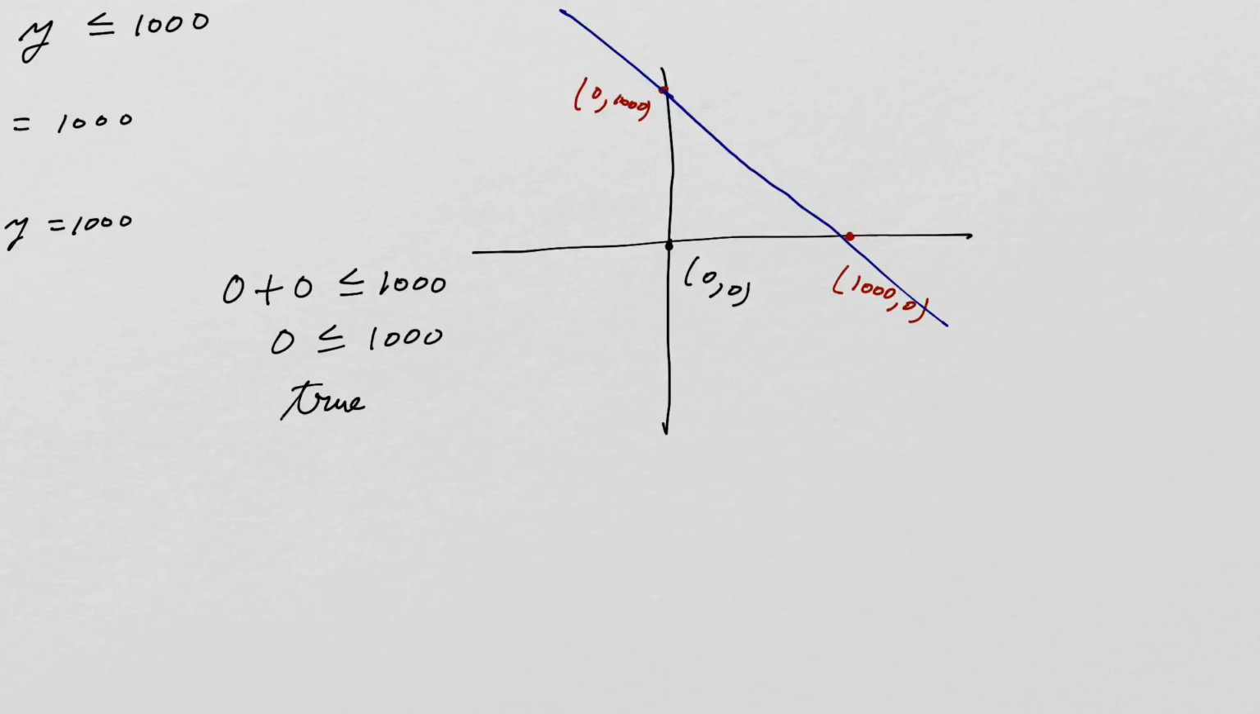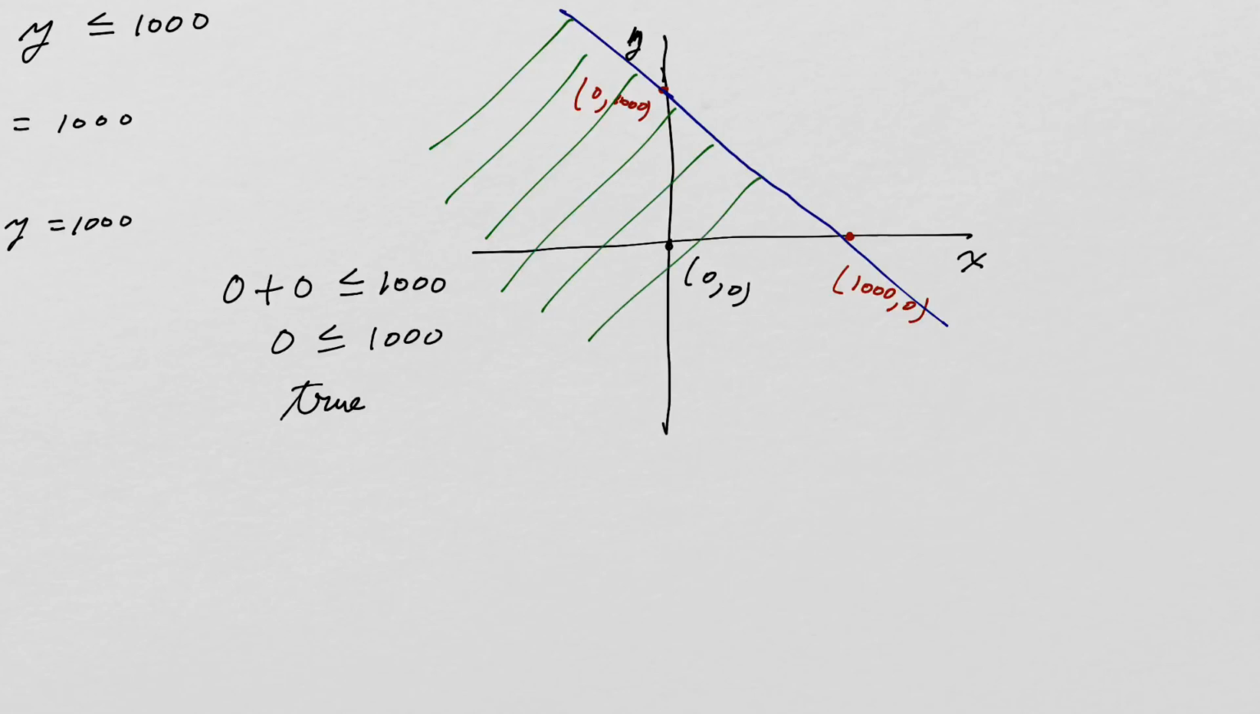Because this is a real world problem where, remember, this is x and this is y. The x represents bags of fertilizer with weed killer, and the y represents bags of fertilizer without weed killer. Well, normally I would shade everything on this side. Actually, let me do this in green. Normally, I would shade everything on this side. But we have a constraint here because this is a real world problem.